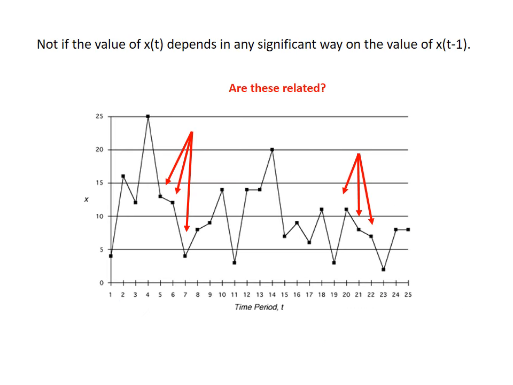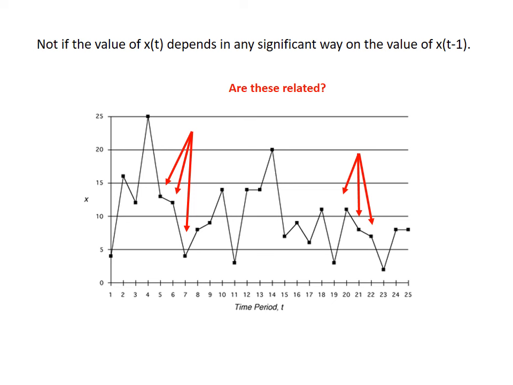So the answer is no, especially if the value of this process, x, at any one given point of time depends in any way on the value of x in the time period before, or the time period before that. So I'm pointing that out here. There are red arrows pointing to sequences of dots that look like they might be somewhat related, right? So you don't have a trend overall, right?